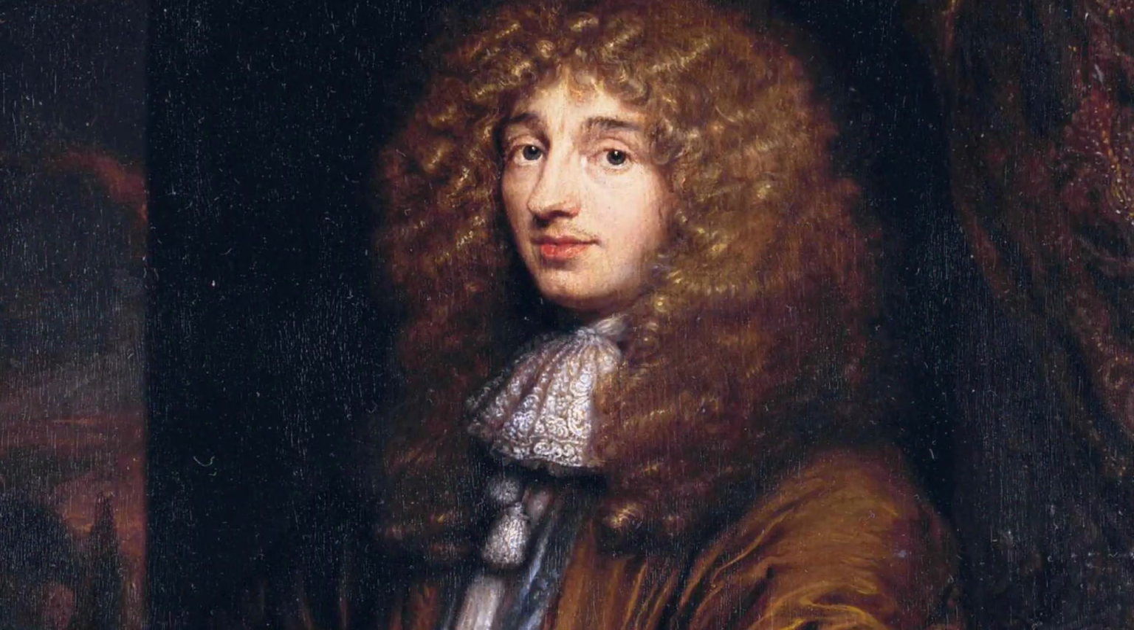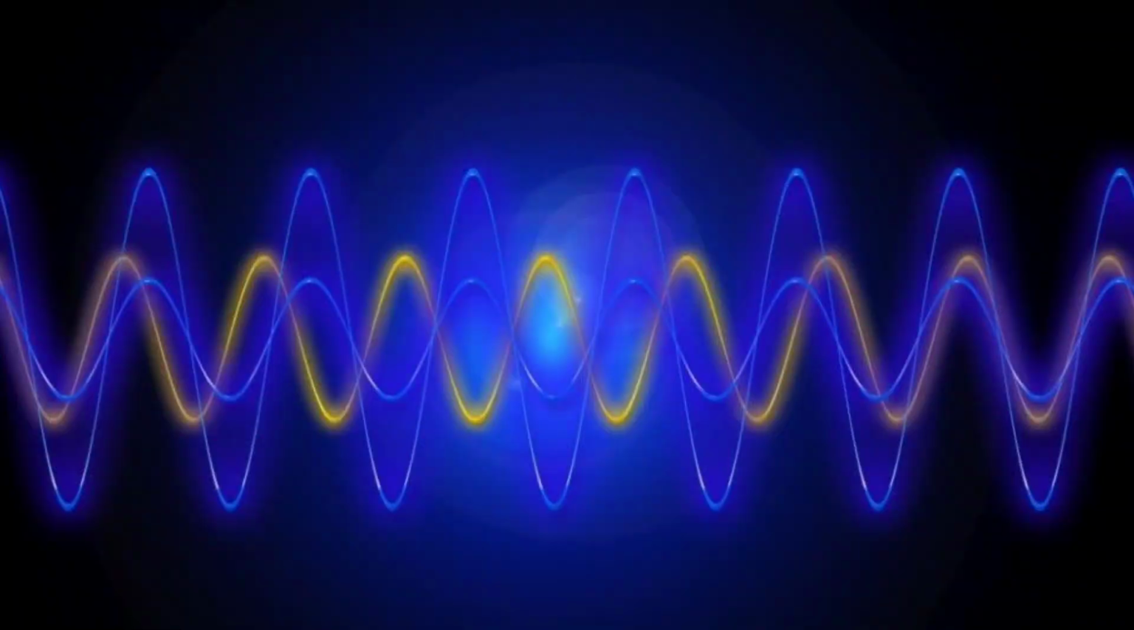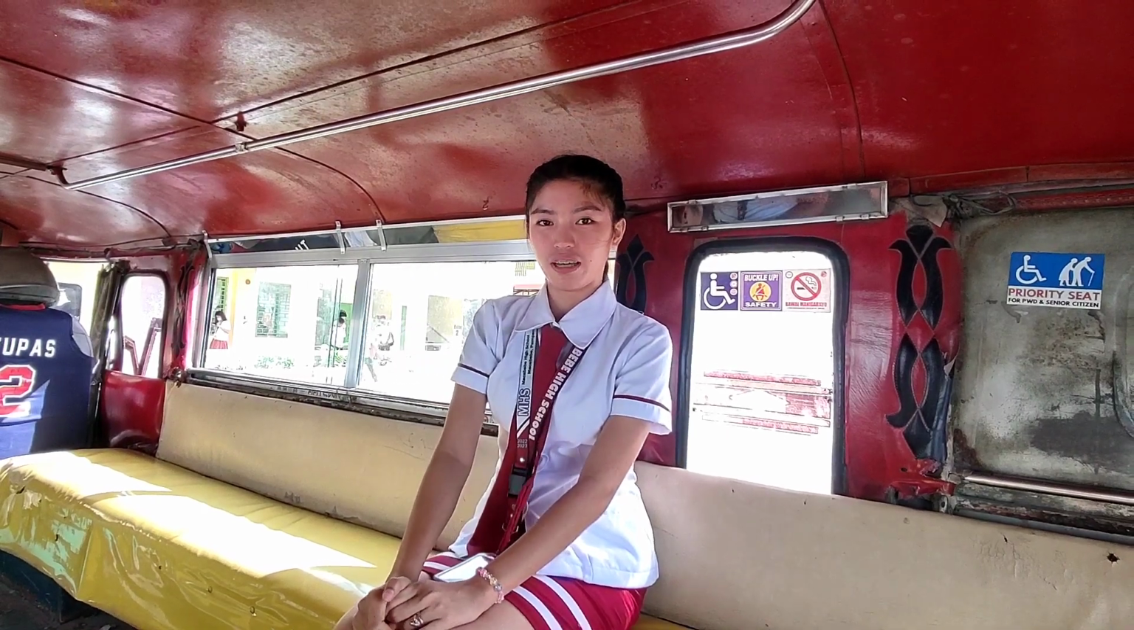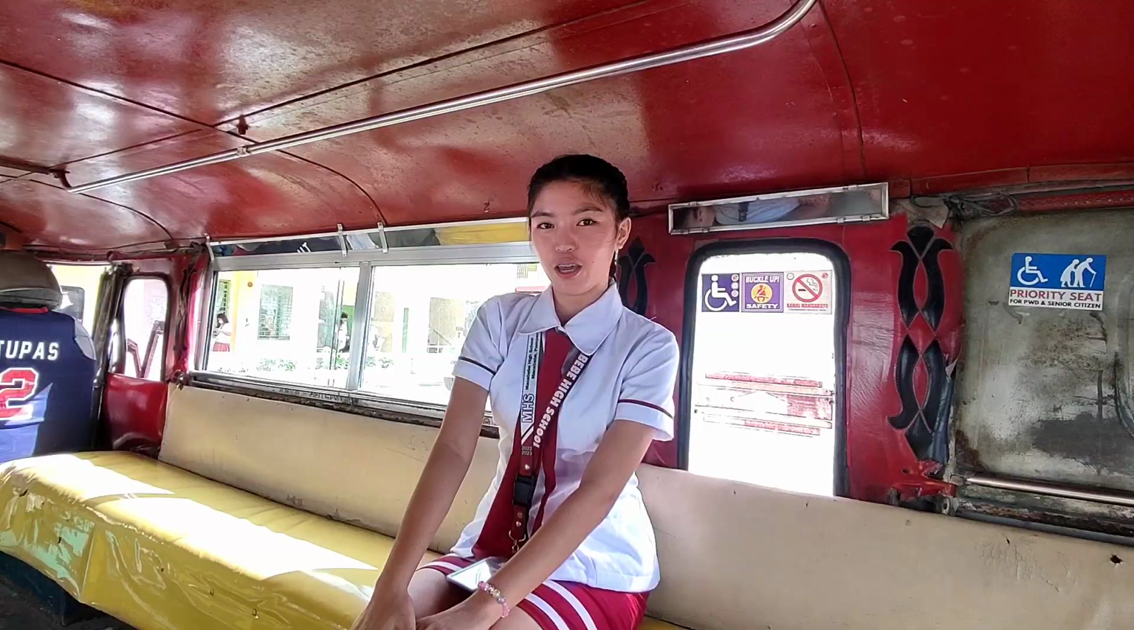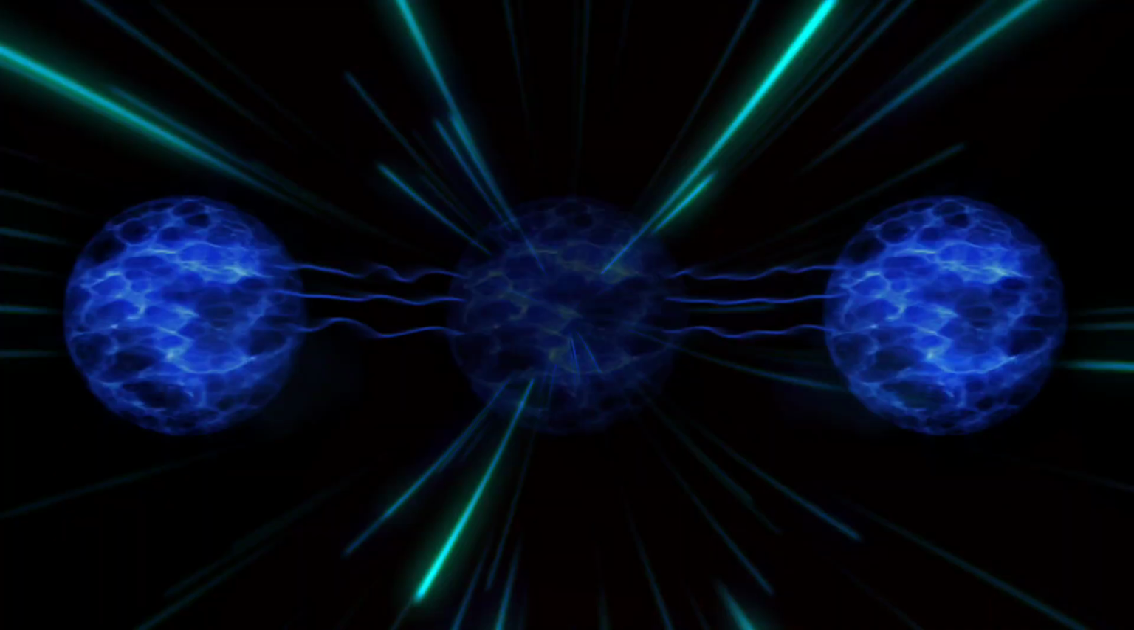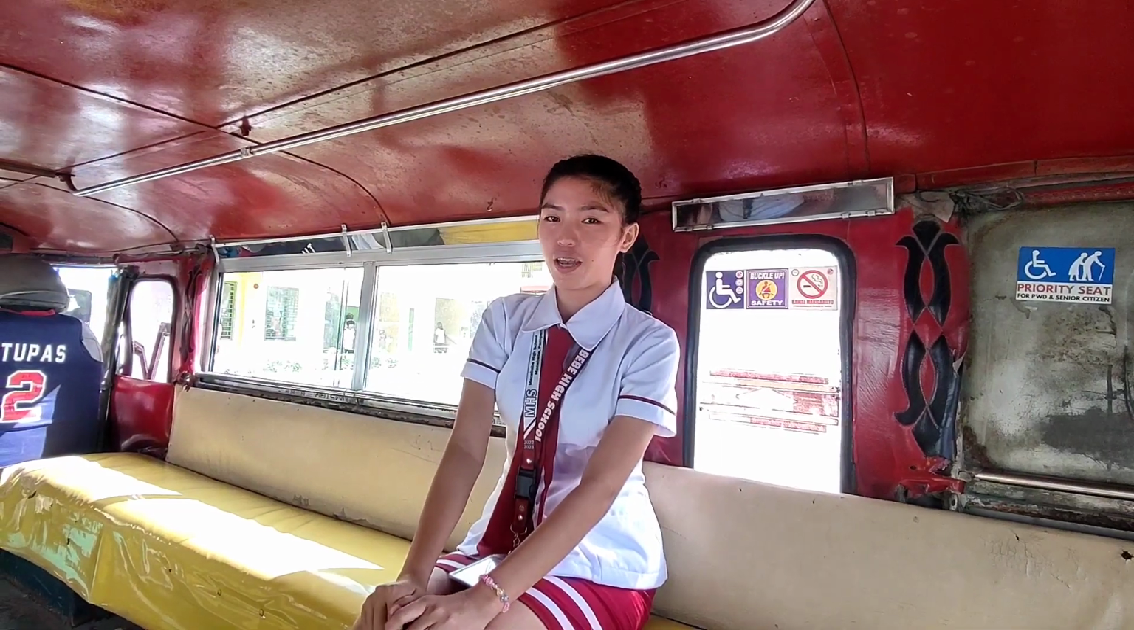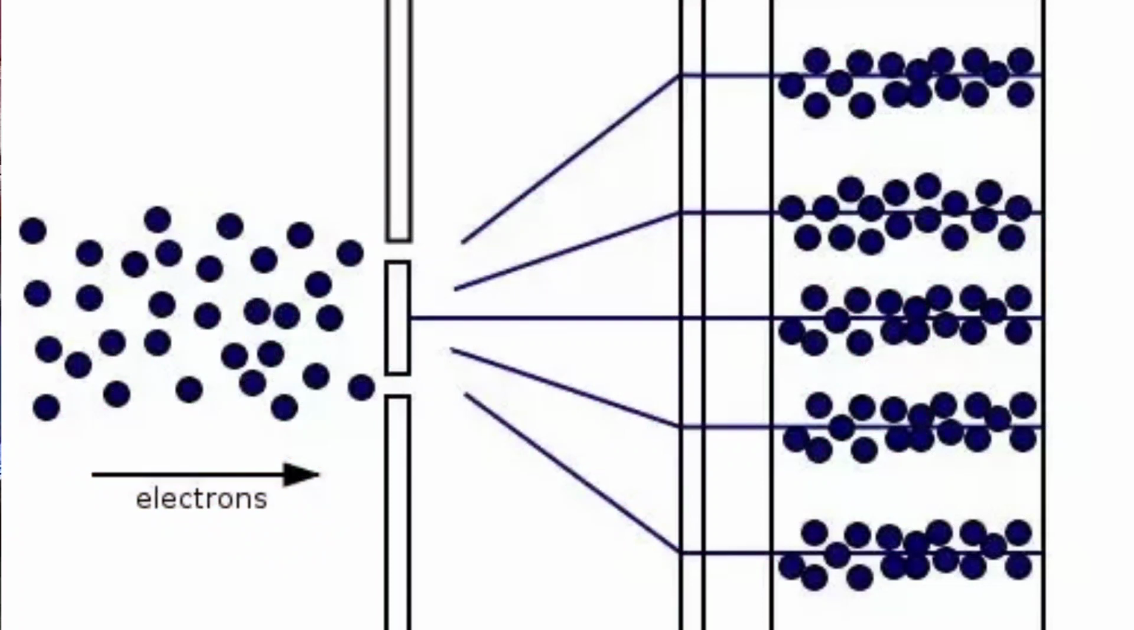According to Christian Huygens, light is a wave. Contrary to the said statement, Albert Einstein claimed that light is a photon, where light is made up of particles called photons.